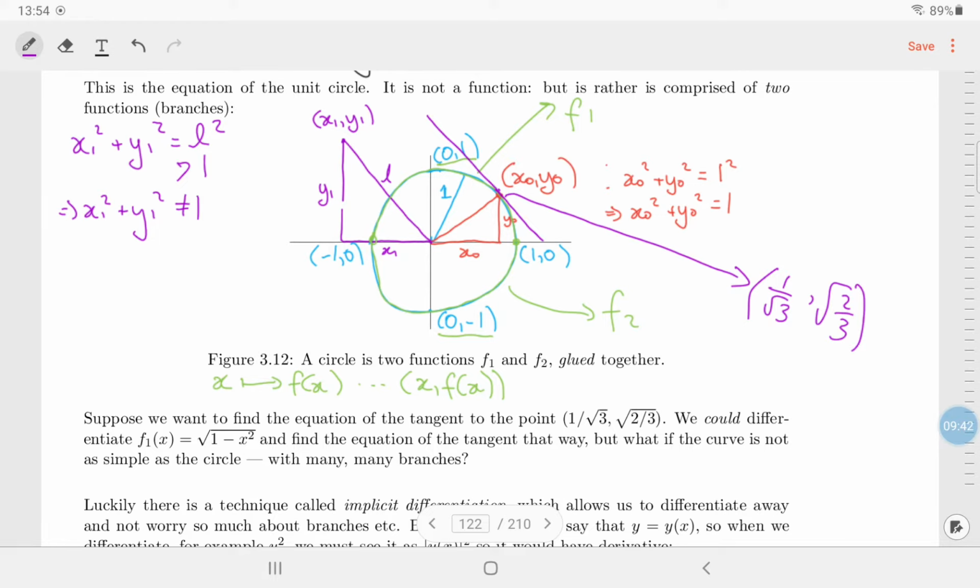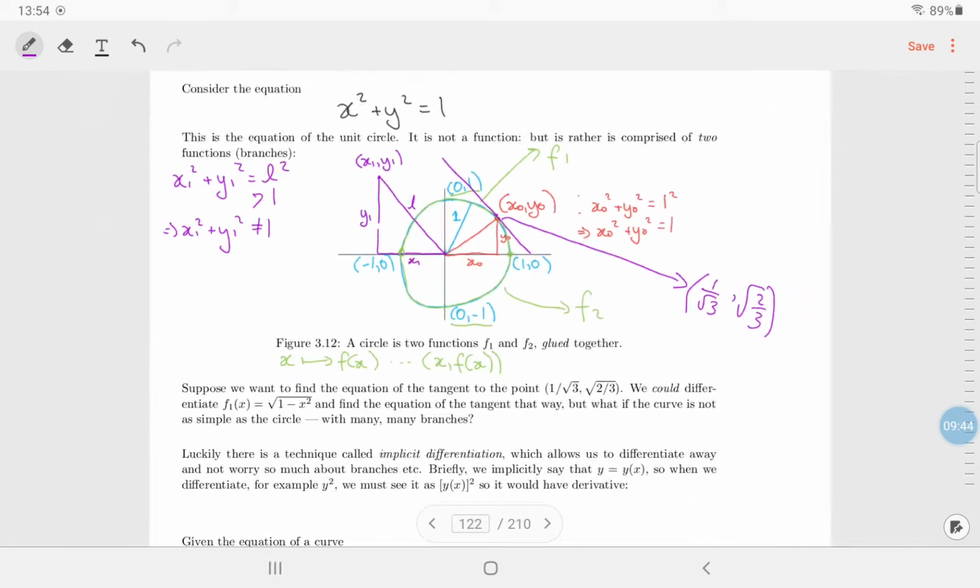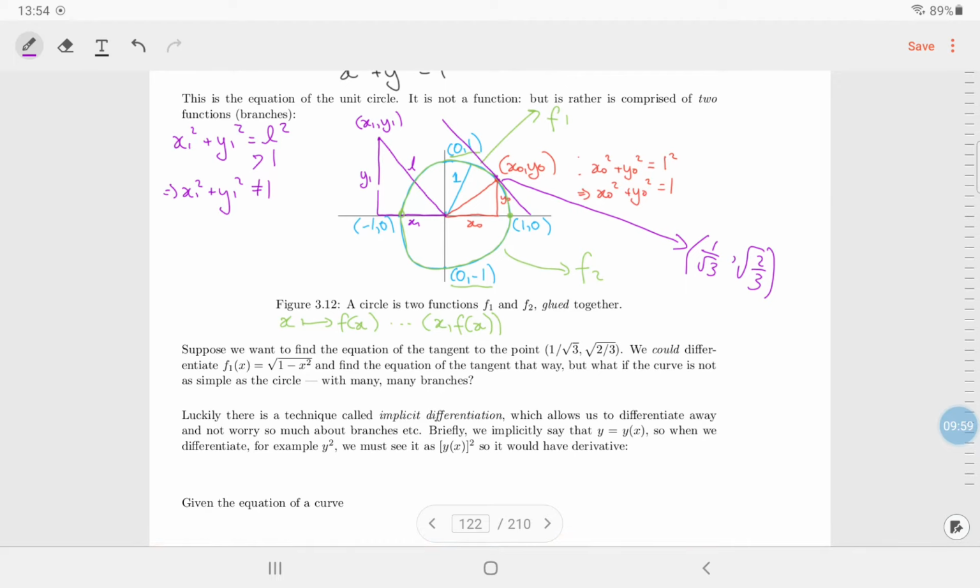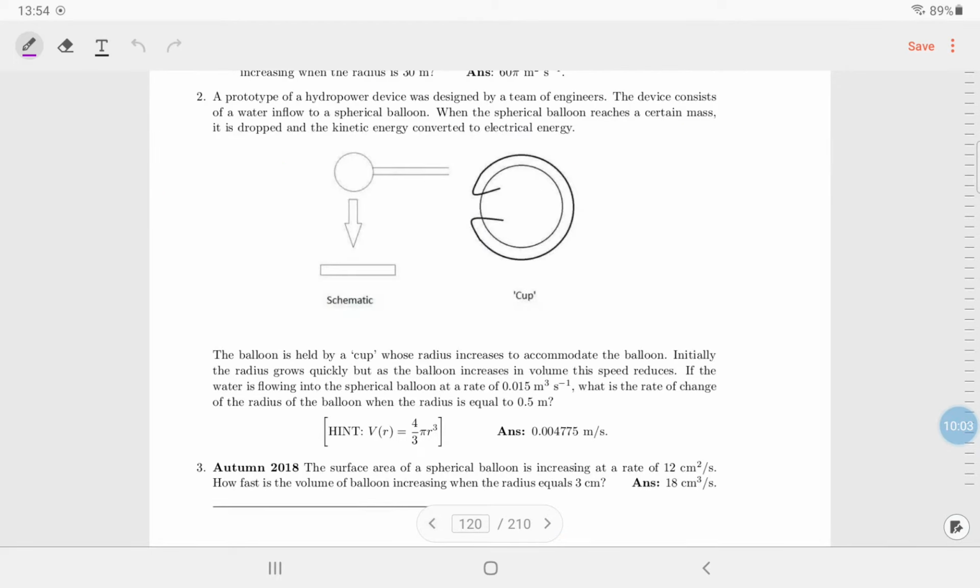You could differentiate f1 and substitute in x equal to 1 over root 3. But the problem is, not every one of these, which are called implicit curves by the way, not every implicit curve is so nice that you can get formulas for each little branch. So instead, there's a technique called implicit differentiation, which allows us just to differentiate away. Okay, so the way it works is similar to something that we saw previously.